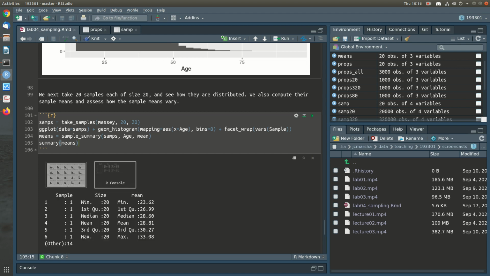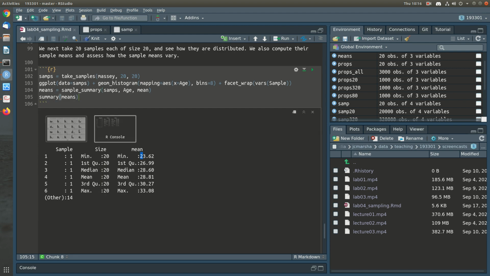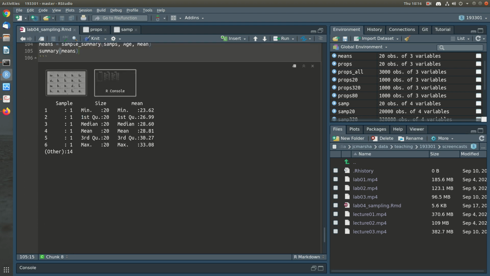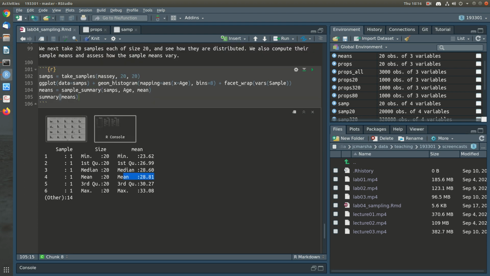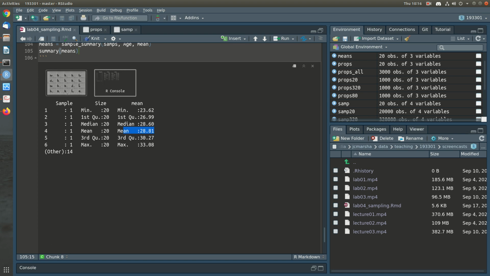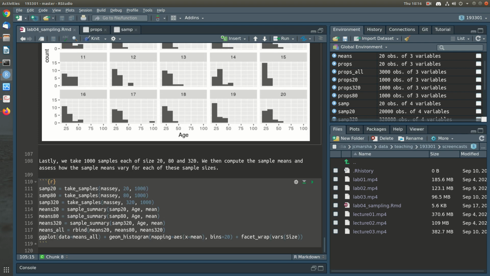If we look at the sample means that we get, we can see that they range from 23.6 up to 33. You remember the truth was 28.5. And you can see that the average of them is about the truth. So again, the sample means are centered on the truth and have some spread about them. We're going to repeat the process here, just like we did before. We're going to take samples of size 20, 80, and 320, and repeat it 1,000 times so we can see the uncertainty in the sampling process.